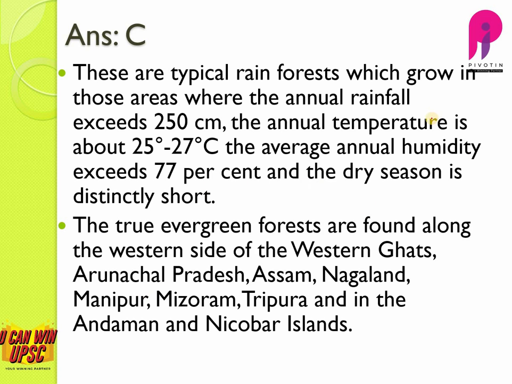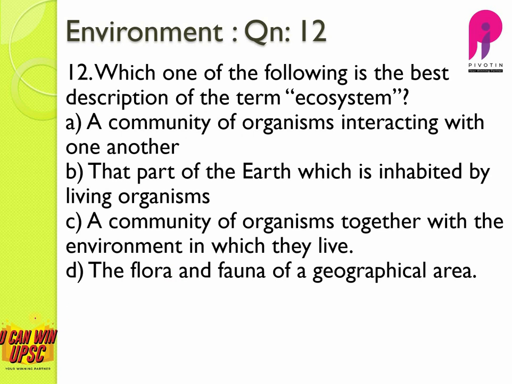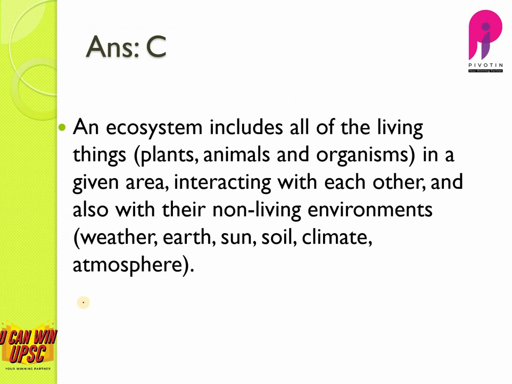These rainforests, the tropical evergreen forests, grow in those areas where the annual rainfall exceeds 250 centimeter and the annual temperature is about 25 to 27 degrees Celsius. Question number 12. Which one of the following is the best description of the term ecosystem? Ecosystem is a community of organisms together with the environment in which they live. This is a school definition, so people can easily answer this question, and the answer is C.